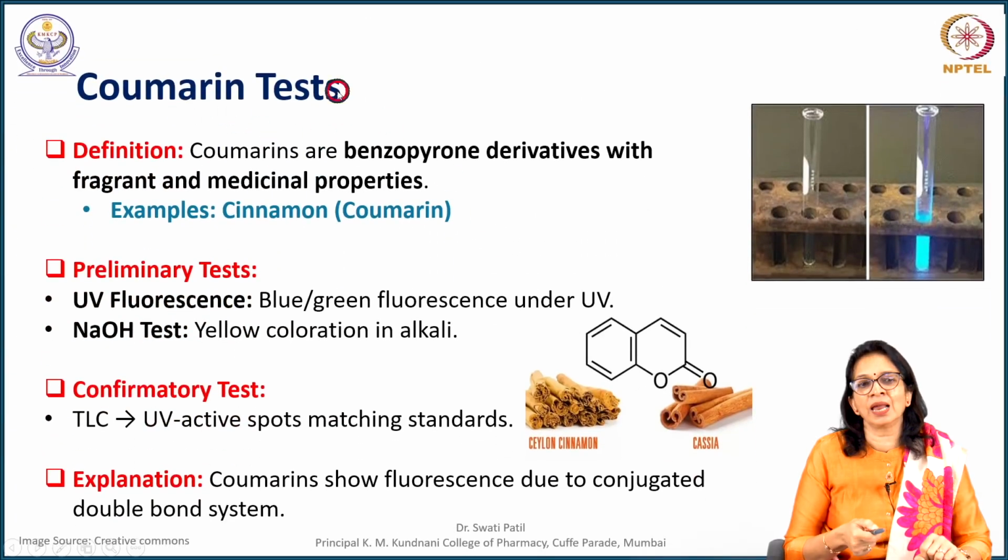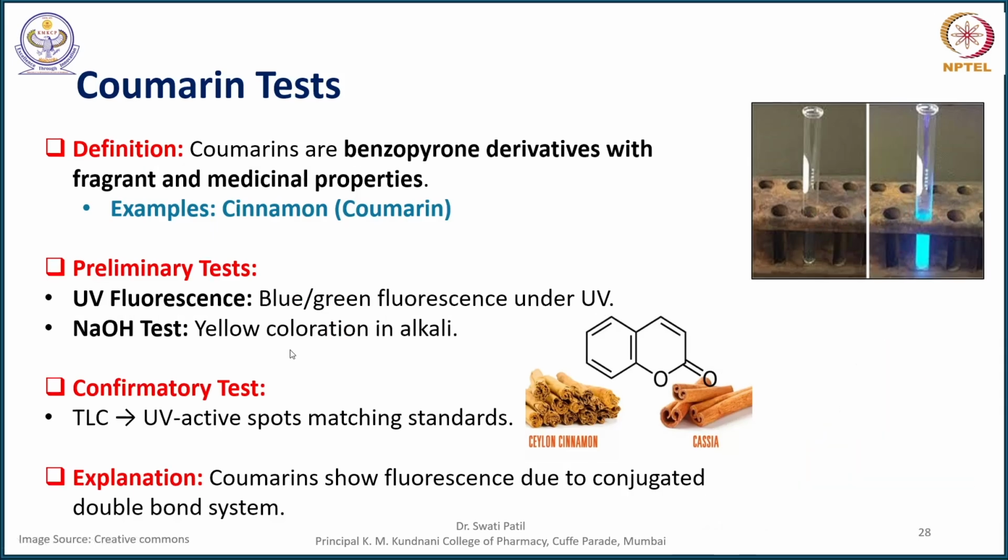Coumarins are a class of flavonoids which contain benzopyrone derivatives. This is the UV fluorescence seen here: a bright blue under the UV light will help us detect the presence of coumarins.